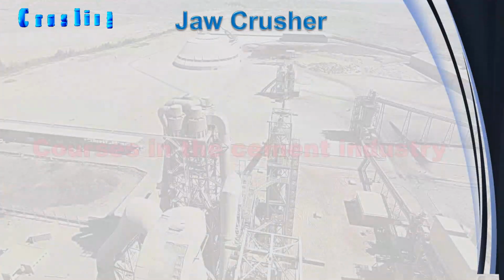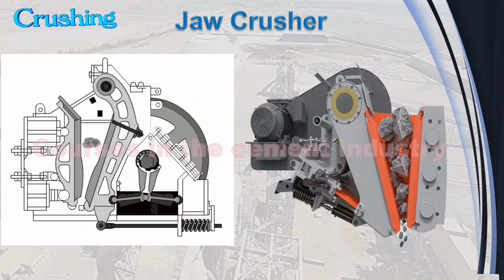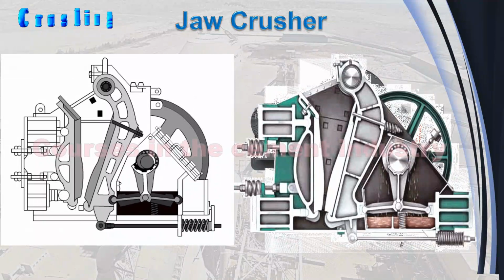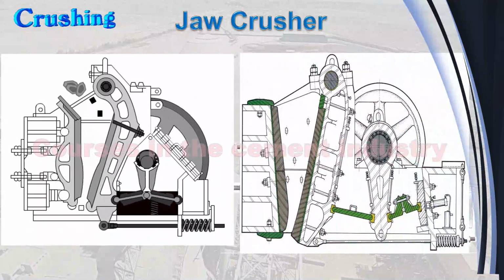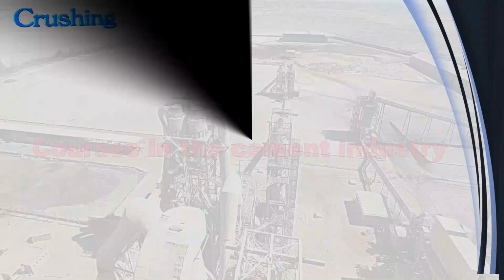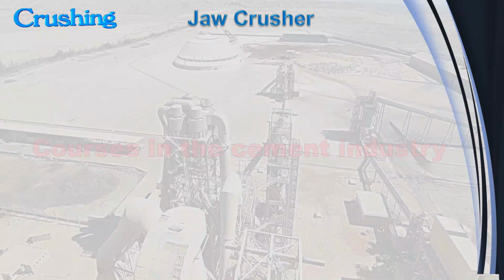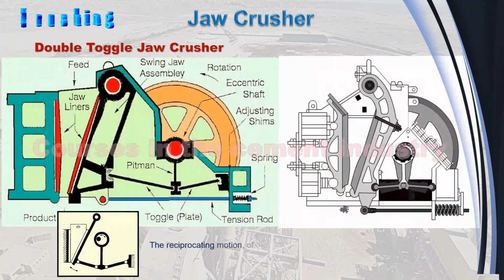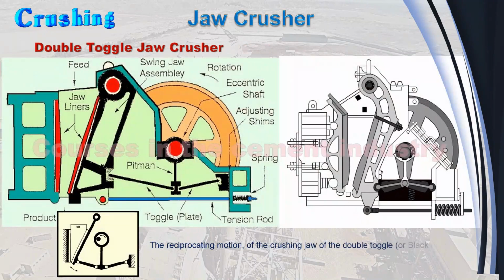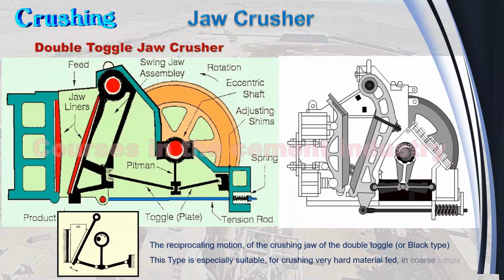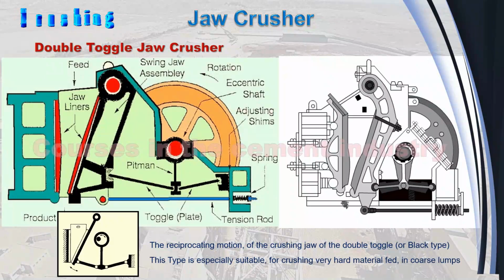Jaw crusher. In this slide, we see together pictures showing jaw crusher. Jaw crushers are used for the primary reduction of very hard and abrasive admixtures for cement manufacture. Jaw crusher is divided into two types. 1. Double toggle jaw crusher. The reciprocating motion of the crushing jaw of the double toggle, or Blake type. This type is especially suitable for crushing very hard material fed in coarse lumps.